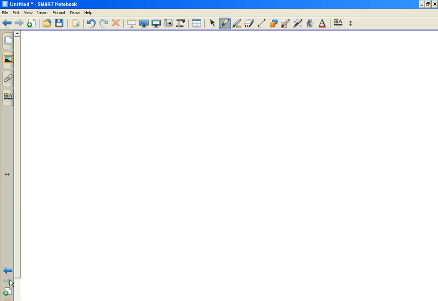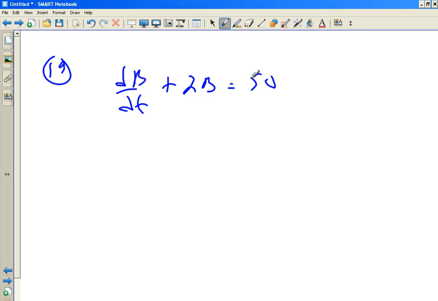Okay, 19 said dB dt plus 2b is equal to 50. Can you separate the b's from the t's? Any ideas? Got to get it to a point where you can factor out stuff, so you can divide stuff, and you get b as a function of b with db and a function of t with dt, and the function could even be a constant.